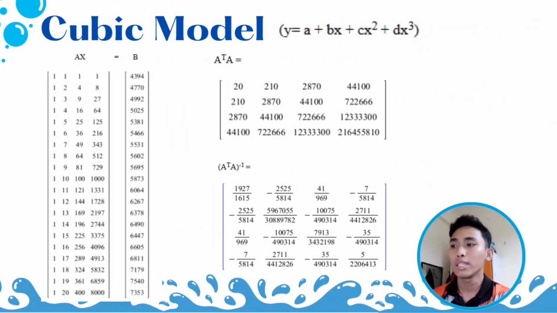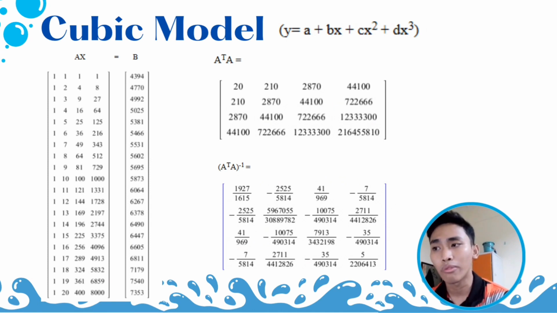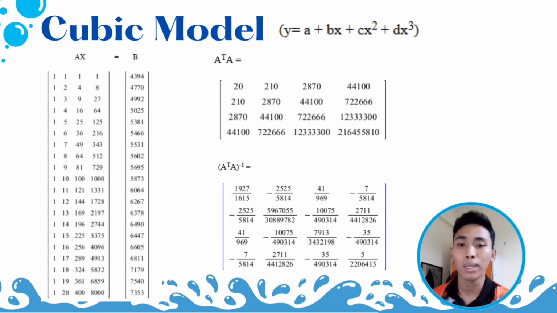So our third model is a cubic model, which is represented by y equals a plus bx plus cx squared plus dx cubed. So our A matrix is 20 by 4 and B is a 20 by 1 matrix. So first we need to find A transpose. After we find our A transpose, we can multiply A transpose with A. So we get this answer, and then we inverse the answer to proceed to our next step.